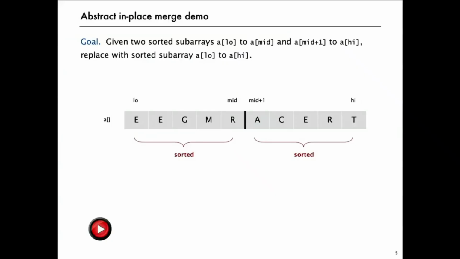So the idea of merge sort is based on the idea of merging. And so to understand how merging works, we'll think about the idea of an abstract in-place merge. So we've got an array A, and its first half is sorted, and its second half is sorted. And the computation we need to perform is to replace that with the sorted array where those 2 subhalves are merged together. Let's look at a demo.